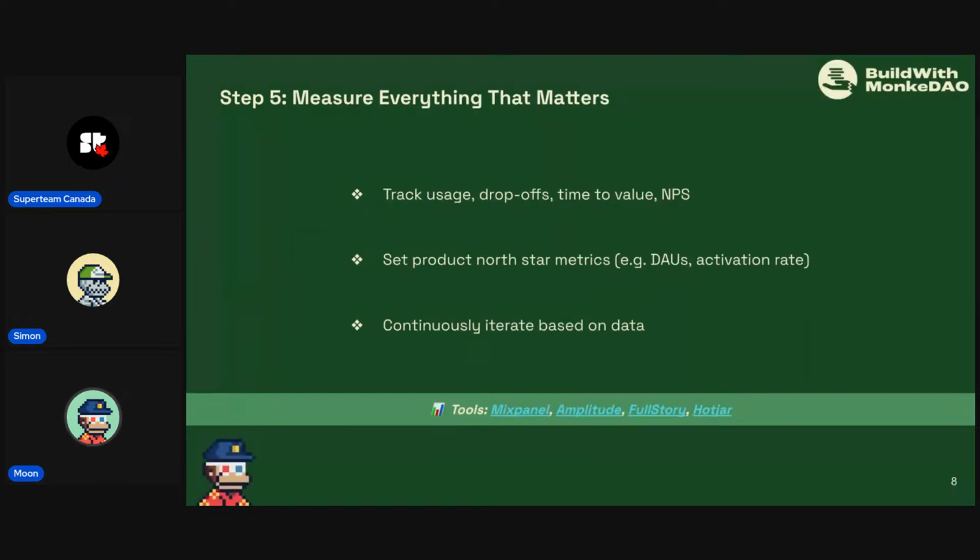Step 5 is measure everything that matters. Most importantly, when building a product that people care about and care to use, you have to have an understanding of what your users are doing and how they're engaging and interacting with your product. Some of the things that we briefly talked about in terms of building that product is, when you're iterating and building out your proofs of concept and your MVPs or minimum lovable products, MLPs, or whatever different people want to call them.